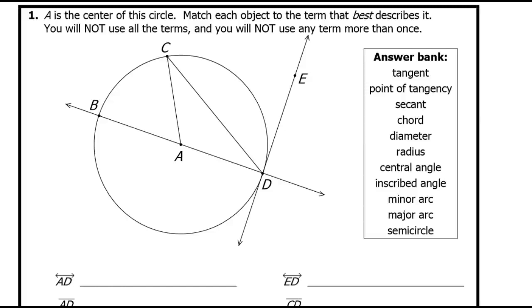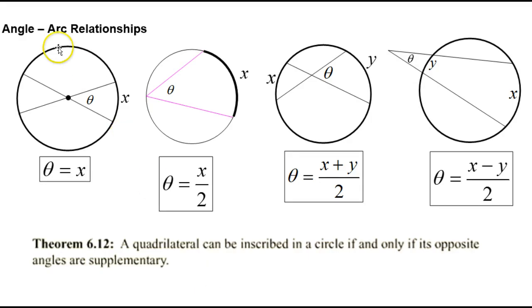For most of this video, we will discuss the relationships between arcs and angles. If the vertex is at the center, the angle is equal to the arc. If the vertex is on the circle, the angle is half the arc, or you could say the arc is double the angle. If the vertex is in the circle, then the angle is equal to arc plus arc divided by 2. And finally, if the vertex is outside of the circle, then the angle is equal to the big arc minus the small arc divided by 2.